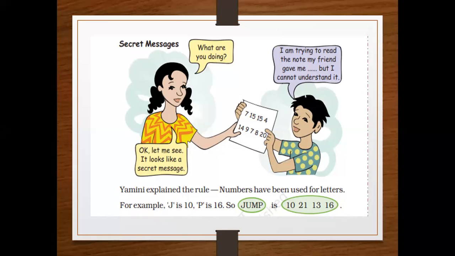M is related with 13, sir. 13. Then P is related with 16. 16. So 10, 21, 13, 16. If this is the code given, the meaning of the code is jump. This is how we are giving numbers to alphabets.